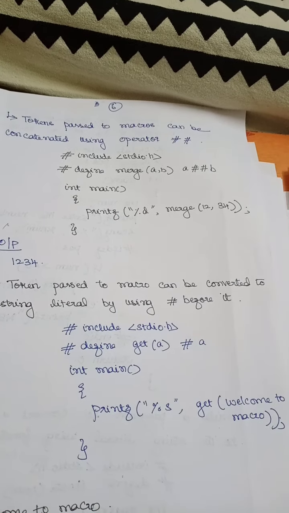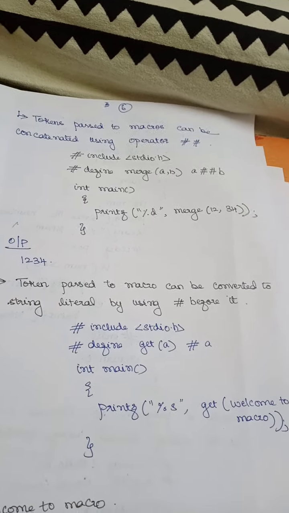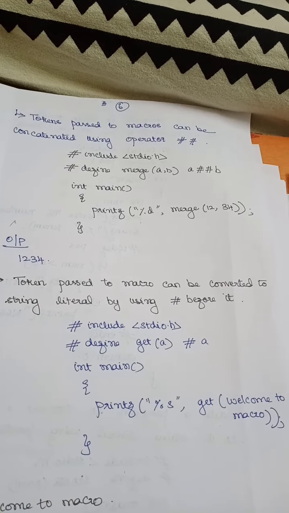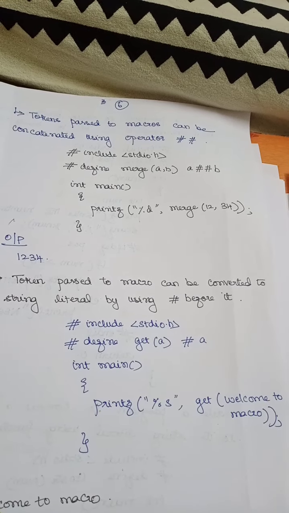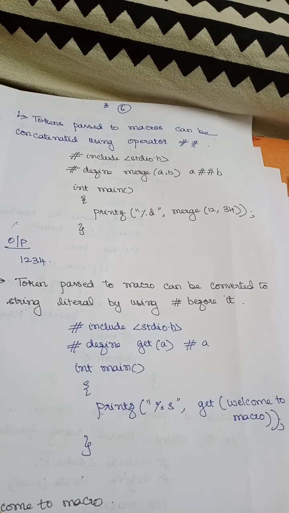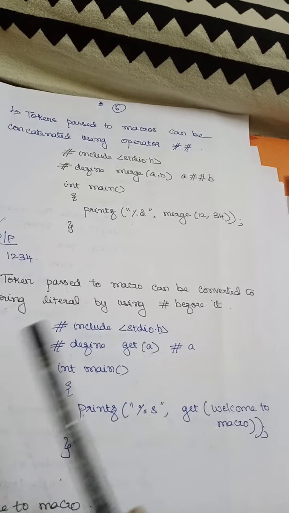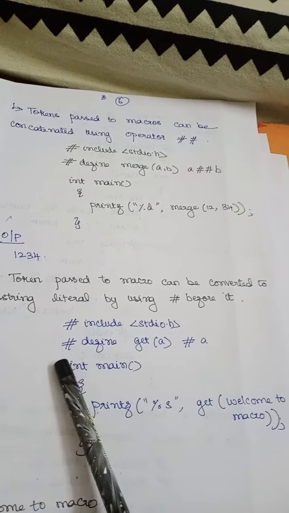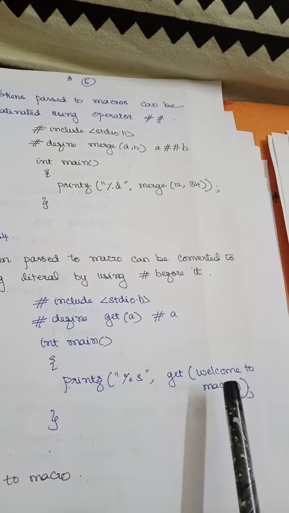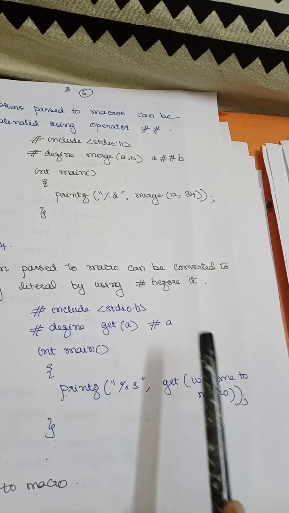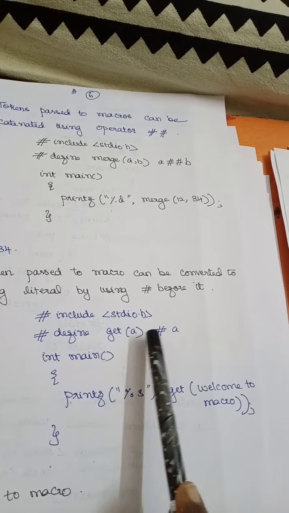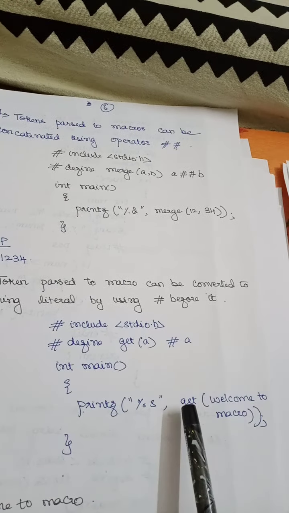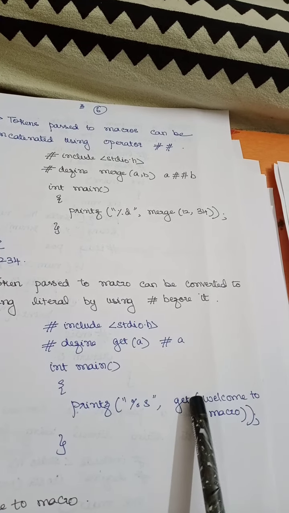Now the tokens passed to the macro can be converted to a string literal by using hash before it. That means whatever I am passing, I am going to convert it to a string, right? So how am I going to convert it? With the help of this single hash. So #define get(a). Whatever I am giving as an input here is going to be converted to a string. Is that clear?